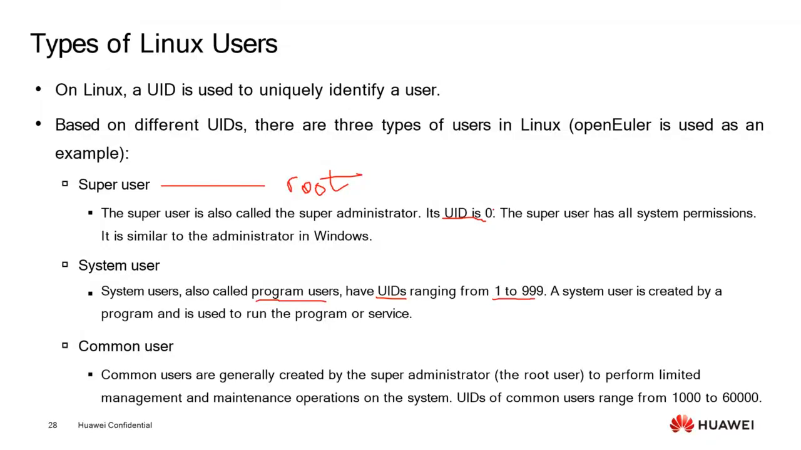1 to 99. So this one, the user ID is 0. That's the super user. The system users, that's programs that run on the Linux operating system, have IDs from 1 to 99. Others are called common users. That's me and you. We are common users. We have user IDs from 1,000 to 60,000.